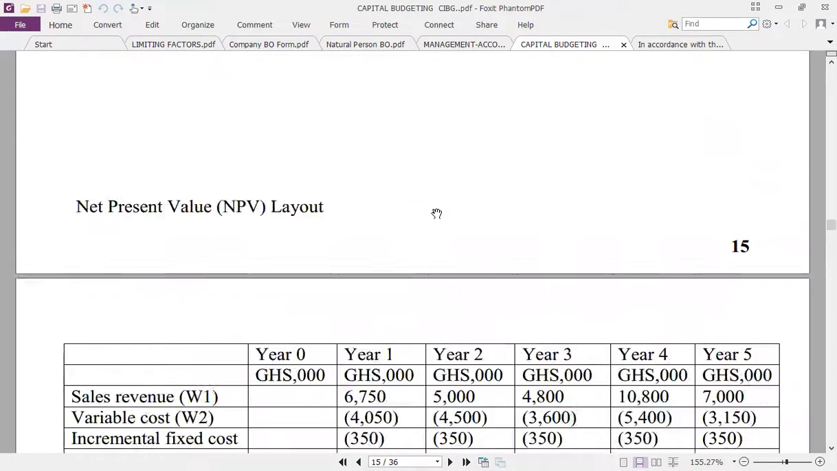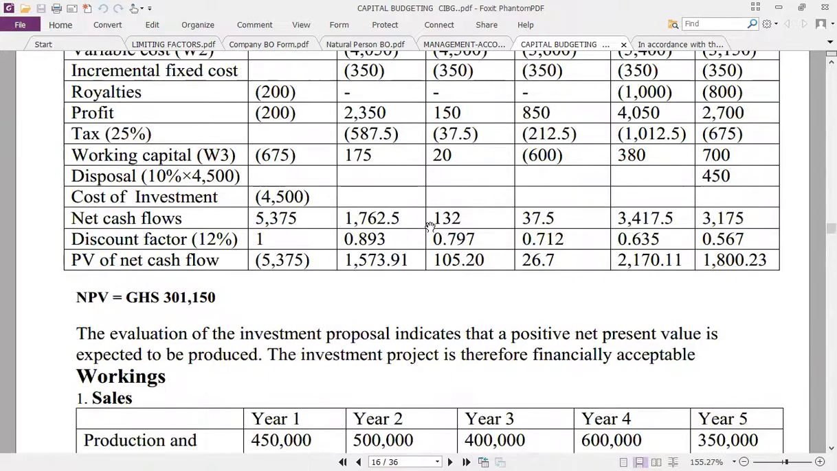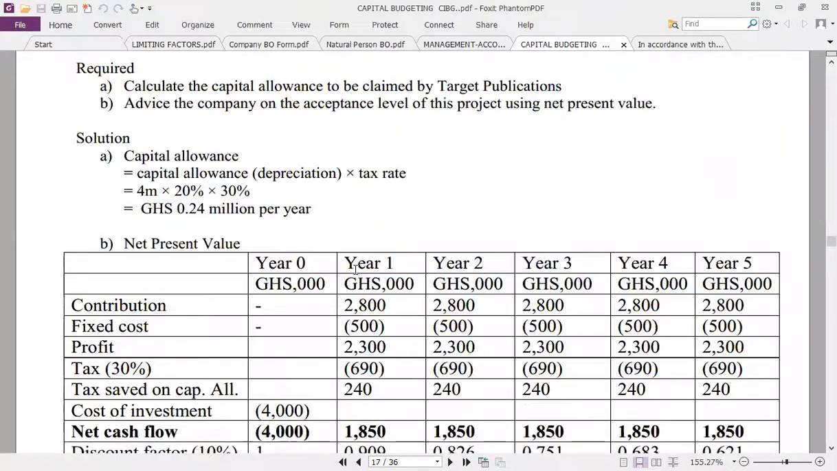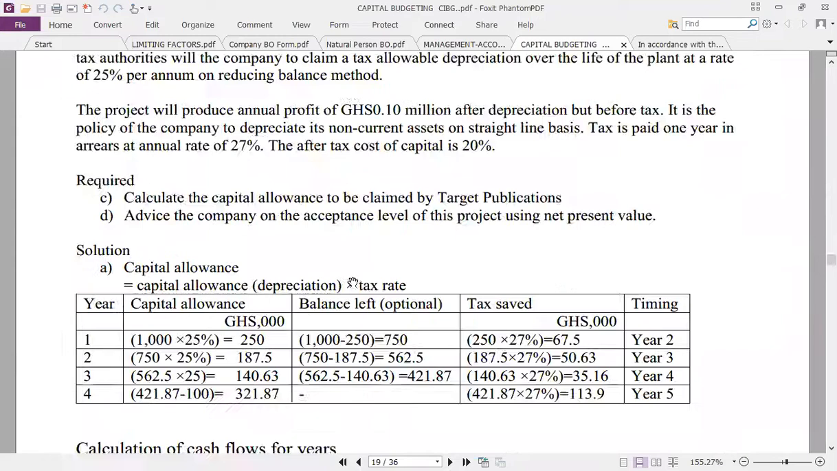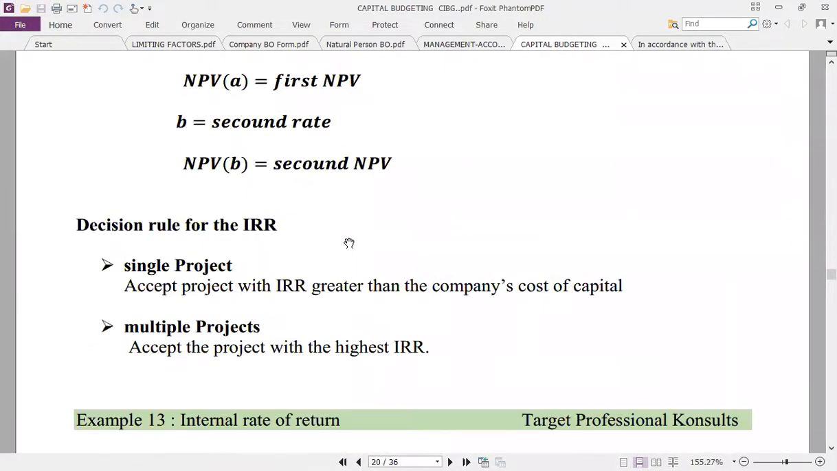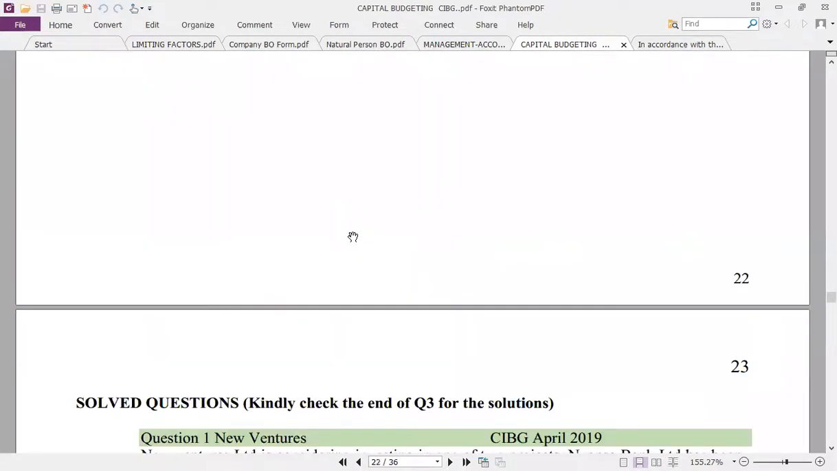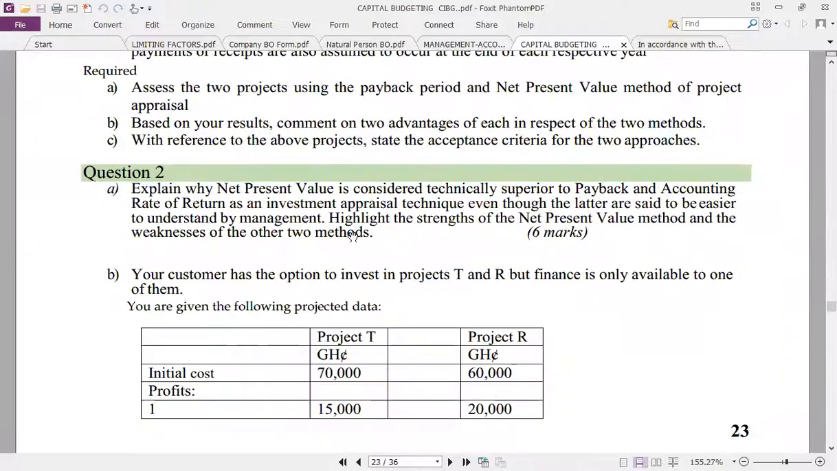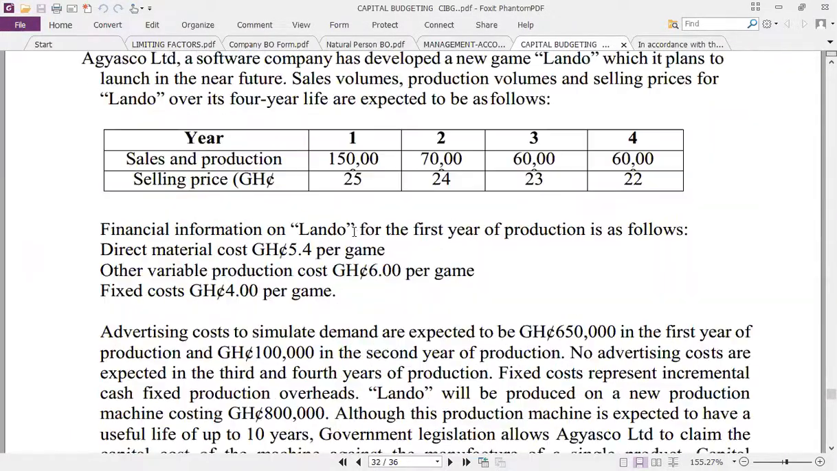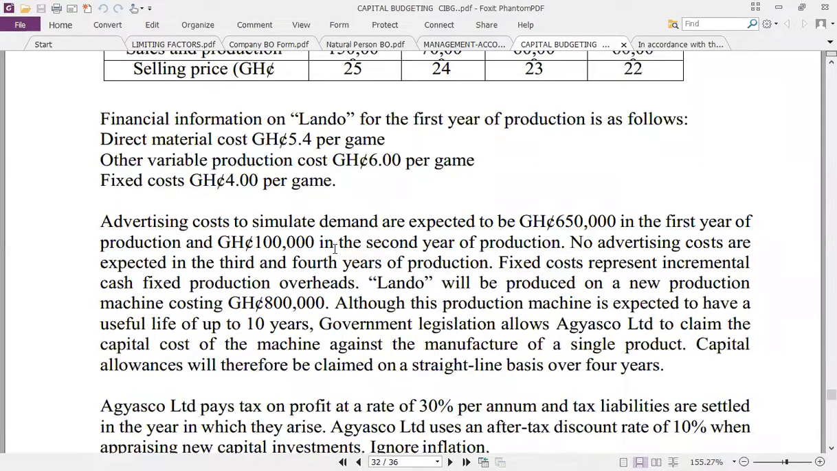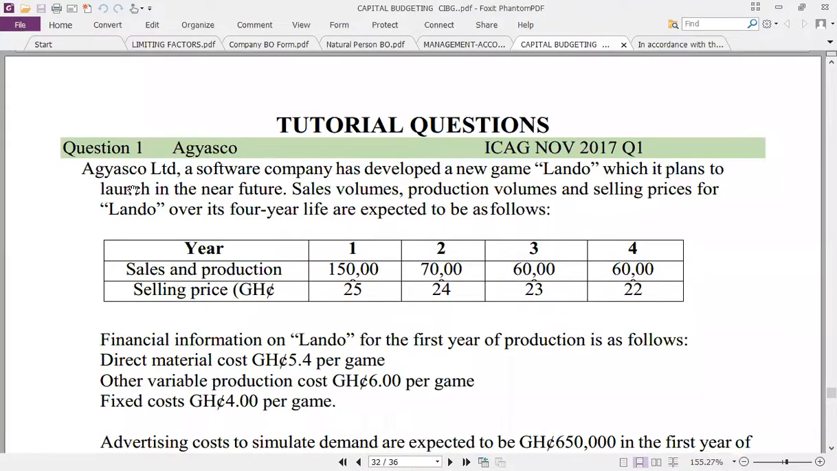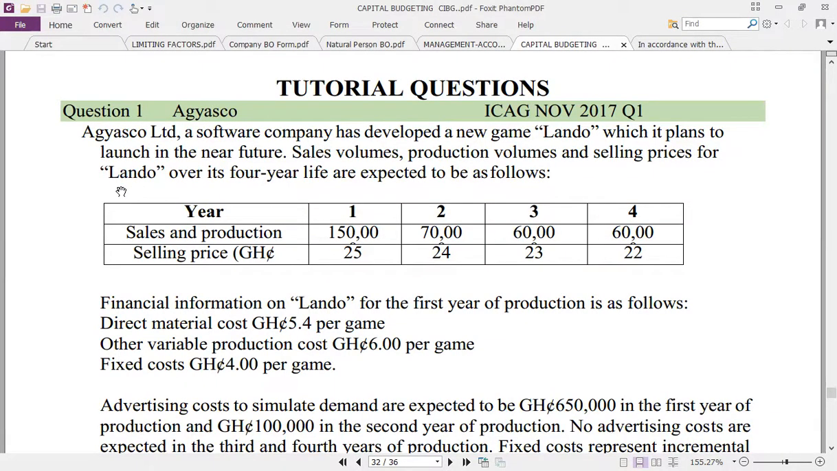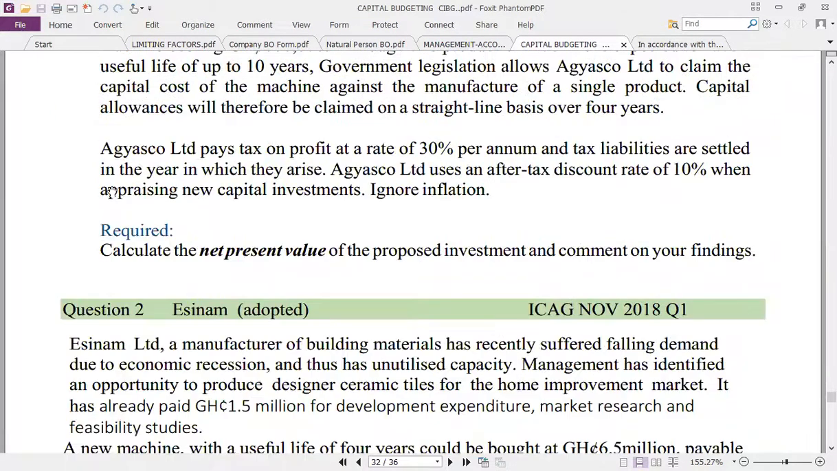Okay, so that is that. Let's go to the tutorial question. I've solved it, so you have to probably try that and follow it for me. Go to the tutorial question. So this is Ajasco Limited.